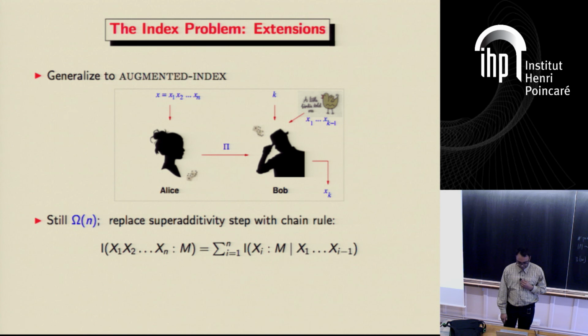So there are some extensions of this lower bound. If you consider this problem called augmented index, I believe the term augmented index was invented by David. Is that right? Probably before your paper it wasn't called this, but anyway. All right. So here's what it is. It's like index, except that Bob not only has the index k that he would like to retrieve, he also has the prefix x1 through x(k-1) of all previous bits from Alice.